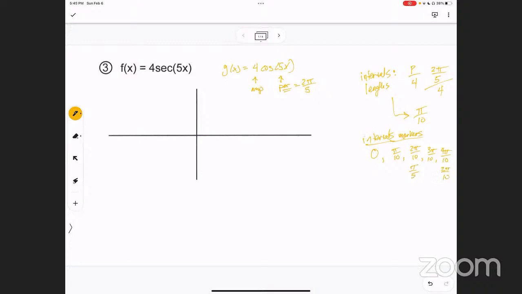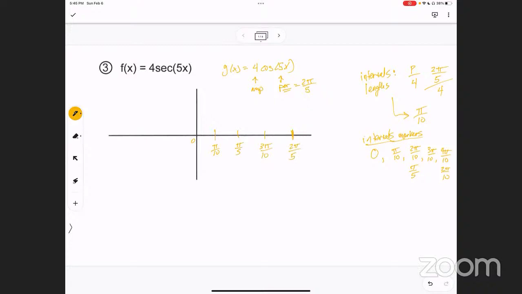So when I go to my graph now, I always just put my markers on 1, 2, 3, 4, and I write those values in. So that's obviously 0. This is pi over 10. This is 2 pi over 10, which is pi over 5. This is 3 pi over 10. And this is 4 pi over 10, which is 2 pi over 5.